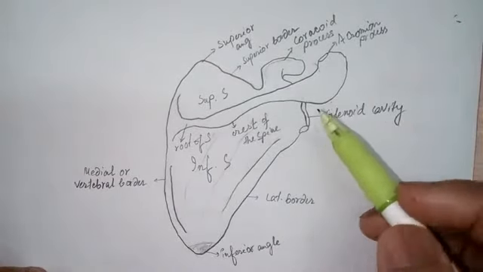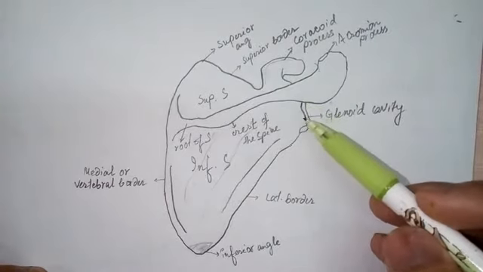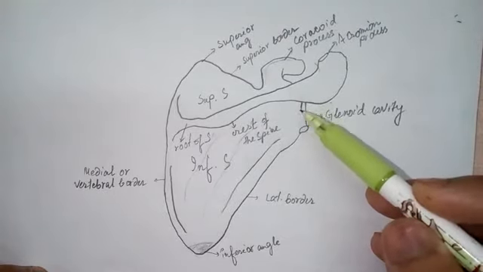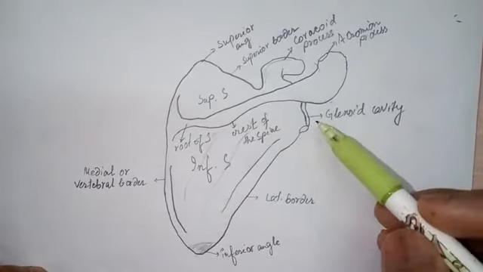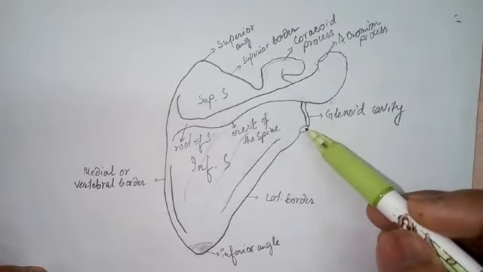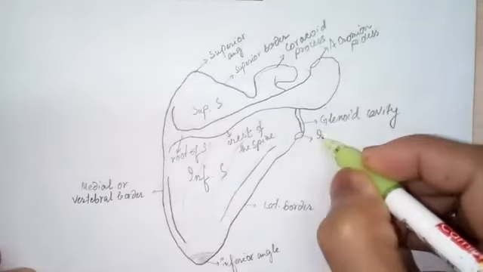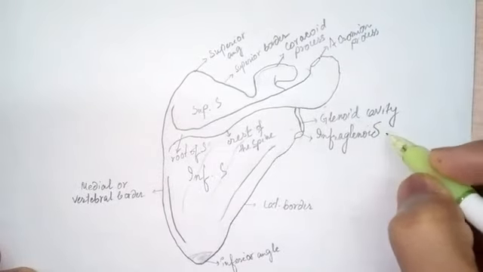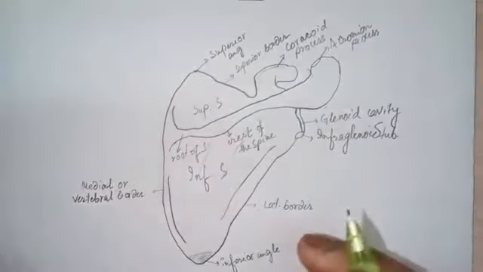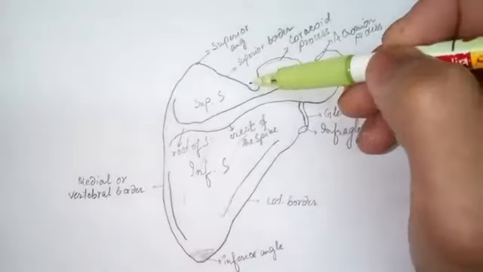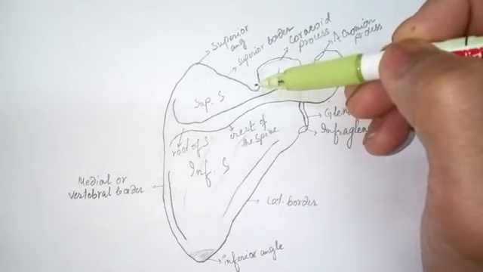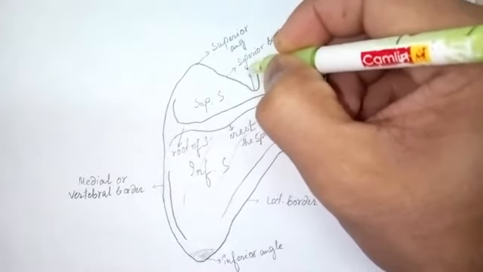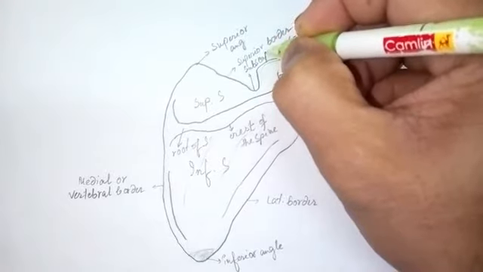This is the glenoid cavity, and this glenoid cavity is the process to articulate with the humerus of the upper limb. And below this glenoid cavity, this is the infraglenoid tubercle. Okay. Now, one of the important points here, this is the subscapular notch.